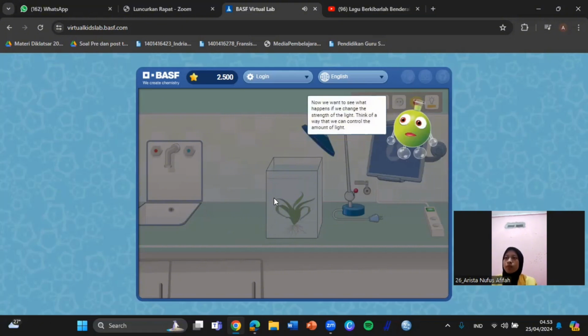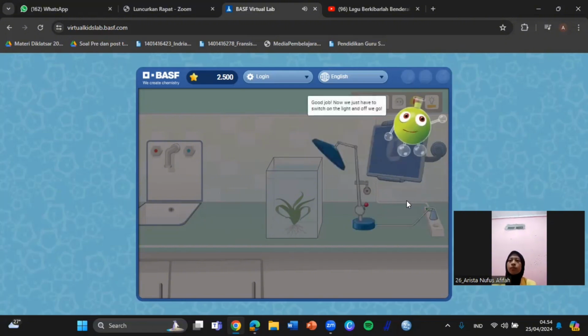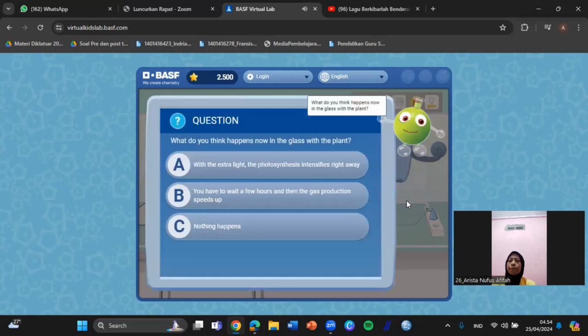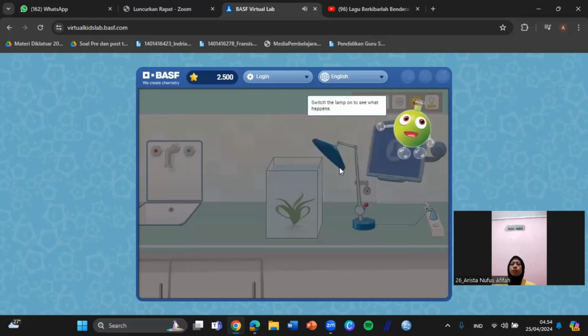Now we want to see what happens if we change the strength of the light. Think of a way that we can control the amount of light. Good job. Now we just have to switch on the light and off we go. What do you think happens now in the glass with the plant? Absolutely right. Switch the lamp on to see what happens.